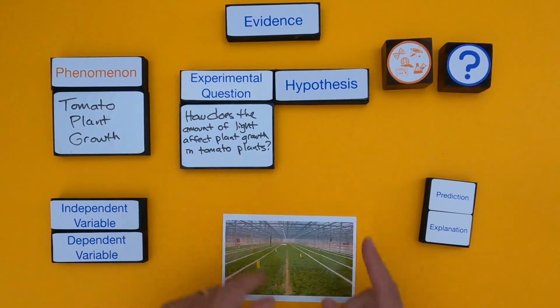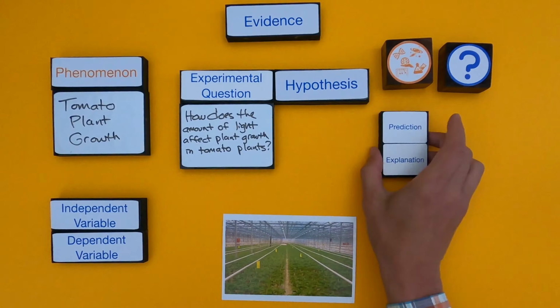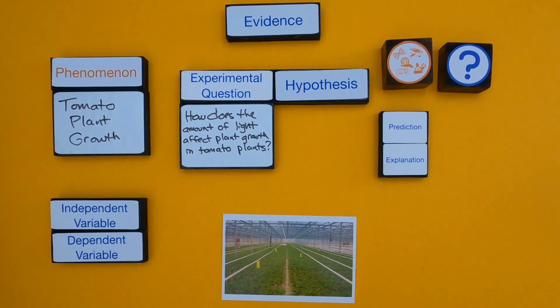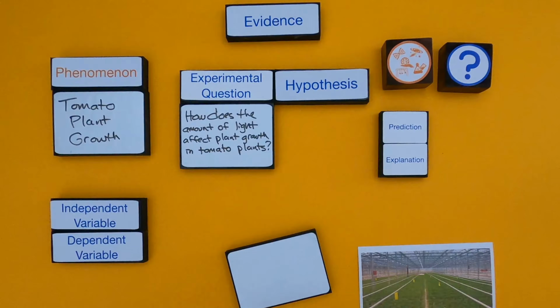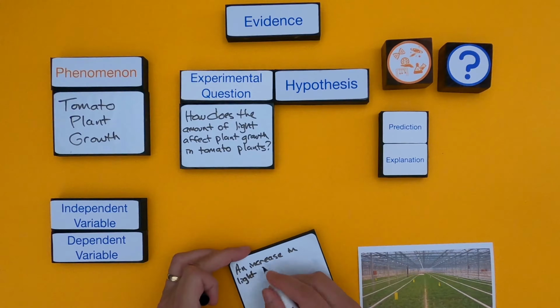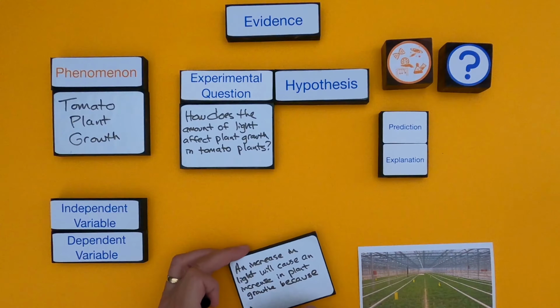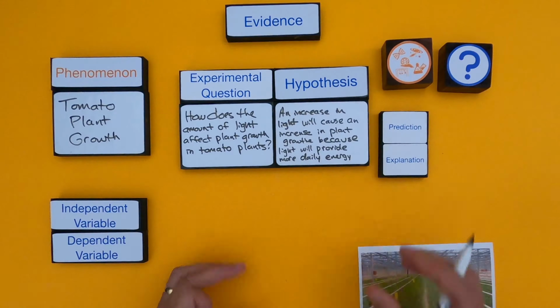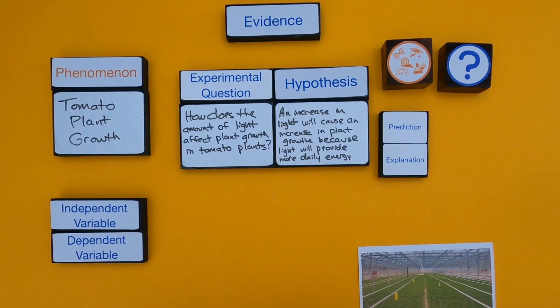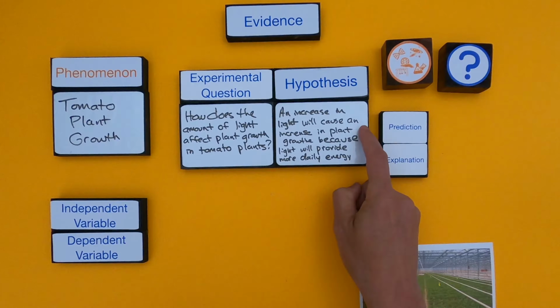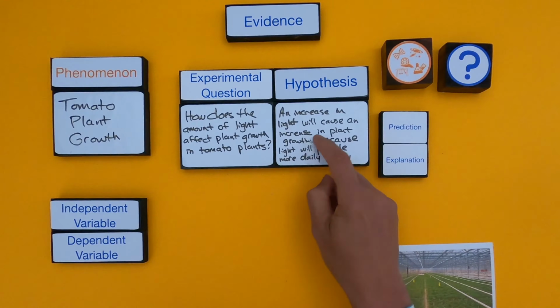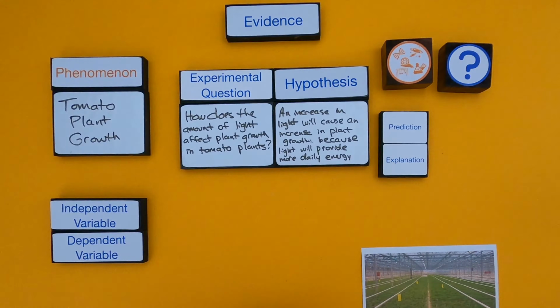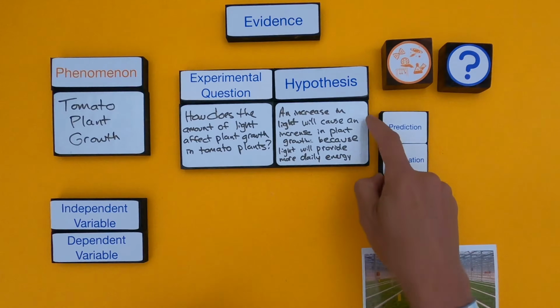Now, once I've done that, I have to come up with a hypothesis. A hypothesis has these two things, both prediction and explanation. So let me write it out and then show you the different parts of that. Okay, so my hypothesis is that an increase in light will cause an increase in plant growth because light will provide more daily energy.